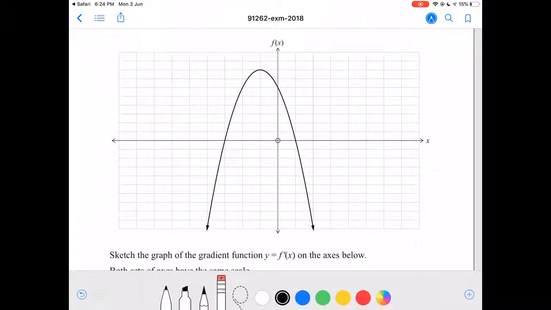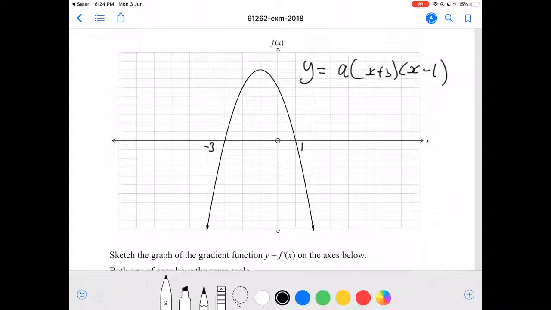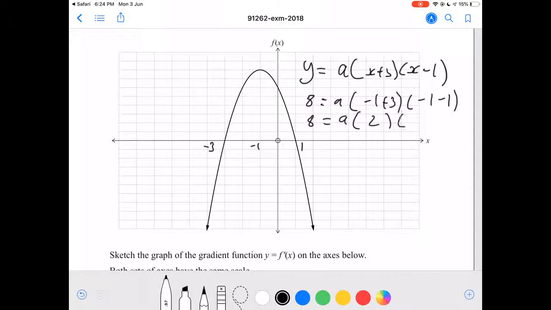As you can see, the x-intercepts are -3 and 1. So y equals a(x + 3)(x - 1). Substitute a random point in, so we're going to say (-1, 8). So 8 equals a(-1 + 3)(-1 - 1), 8 equals a times 2 times -2, so 8 equals -4a, a equals -2. So now we have y equals -2(x + 3)(x - 1).